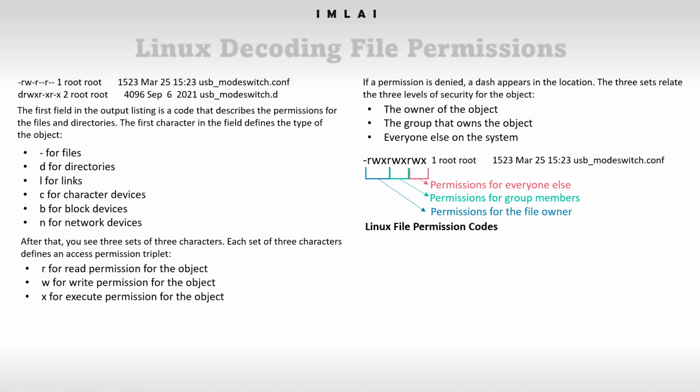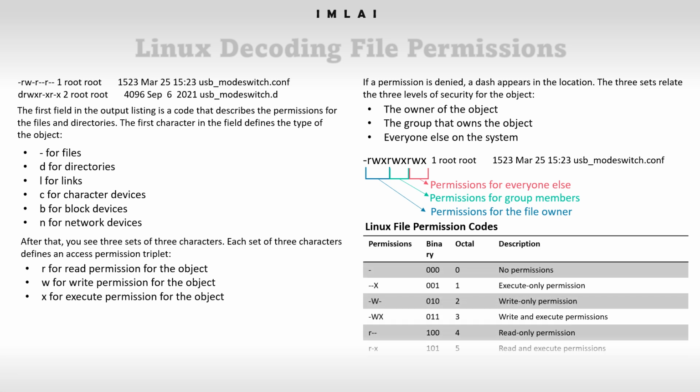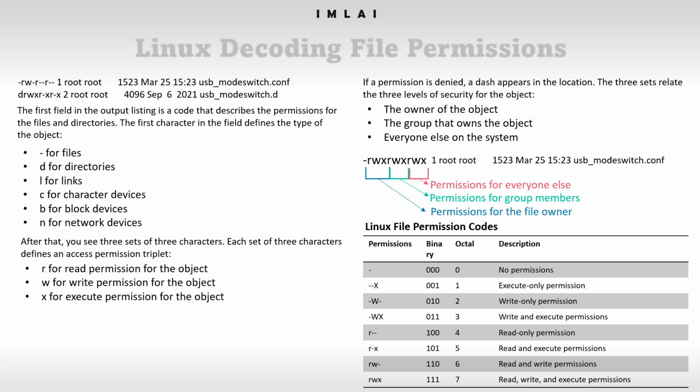So Linux file permission codes go like below. First one is dash. Dash means no permission. In binary it's triple zero, and in octal it's 0. We'll look into the octal ones. Whereas double dash X, for example, is basically a triplet with execute only permission. No read, no write, execute only permission. If it is dash W dash, it means write only permission, and dash WX means write and execute permission. R double dash means read only permission. R dash X means read and execute permission.